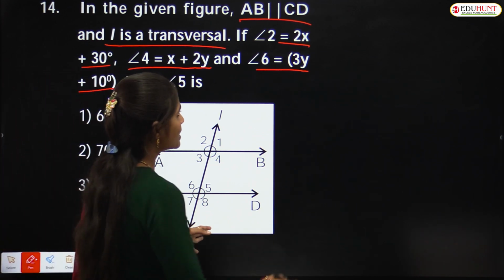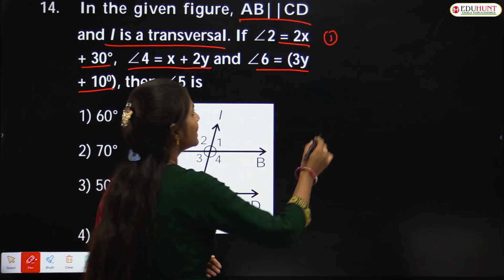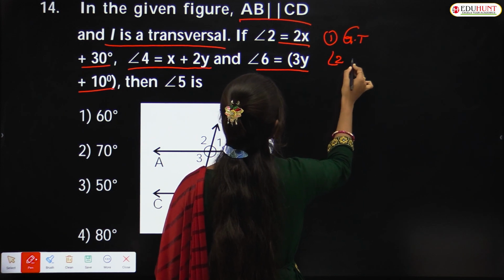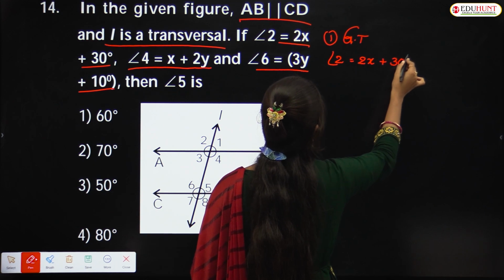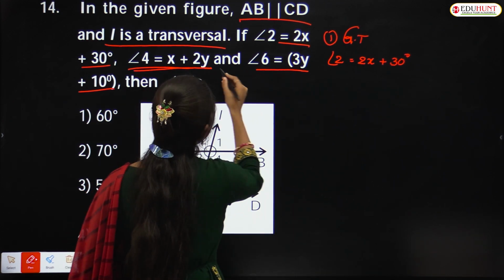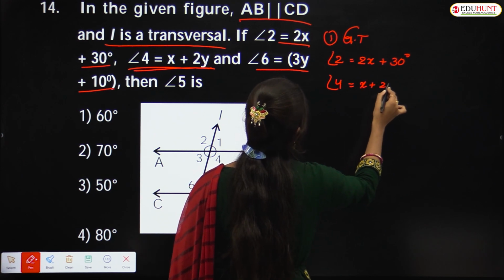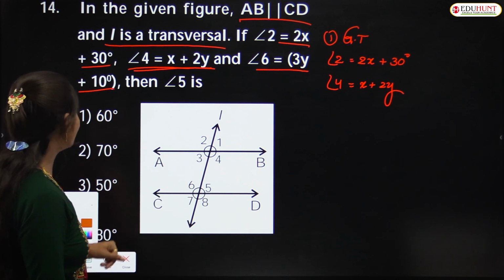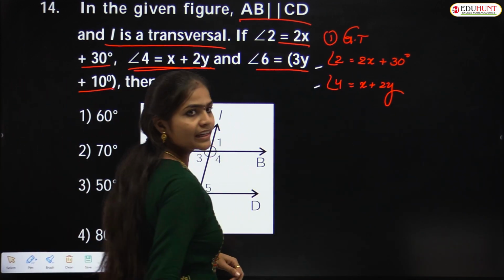So from that question, first we need to take the conditions they have given. Given that angle 2 is equal to 2x plus 30 degrees. And next, angle 4 is equal to x plus 2y. Actually, those two are given. So angle 2 and angle 4 are given.